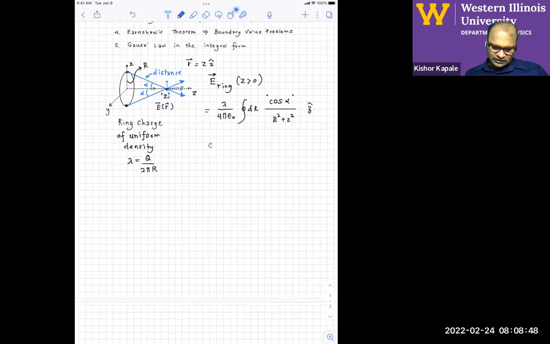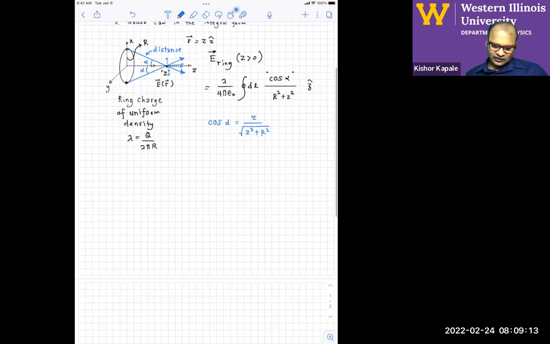Okay, so now let's take cosine alpha. We can write it down in terms of the properties of the triangle. So cosine alpha is going to be z over the diagonal, which is the square root of z squared plus r squared, right? And so we take all of this, substitute it in there, and then we are going to get the E ring. So I'm going to now just write it from here.